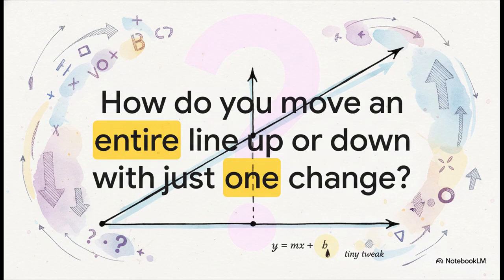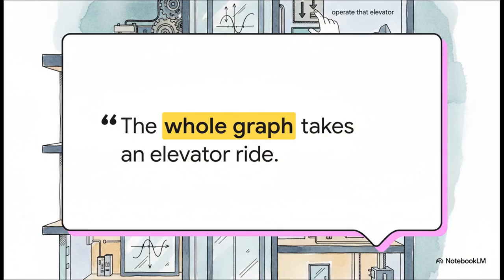A line goes on forever, right? It's infinite. So how on earth could you move that entire thing up or down with just one tiny little tweak in its formula? It sounds like it should be complicated, but you're about to see just how easy it is. The secret is to think about it like this. The whole graph takes an elevator ride. That's the big idea for today.